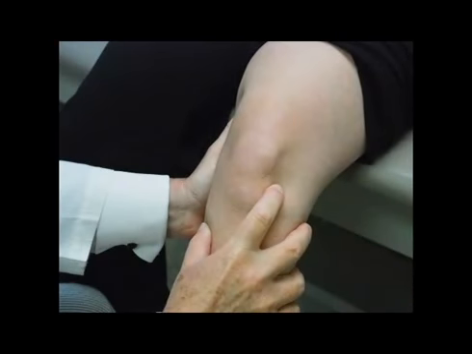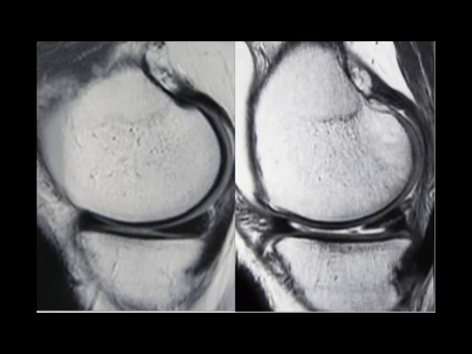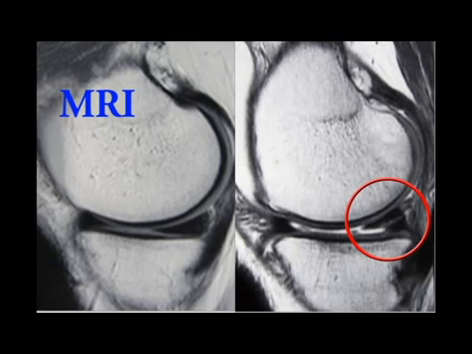Your surgeon will examine your knee and look for signs such as joint line tenderness, decreased motion, pain with rotation of the knee, and clicking within the joint. If your orthopedic surgeon suspects a meniscus tear, he or she will order an MRI scan. An MRI can show a meniscus tear. In these pictures, a normal meniscus is on the left, a torn meniscus on the right. The tear is seen as a white line through the dark body of the meniscus.